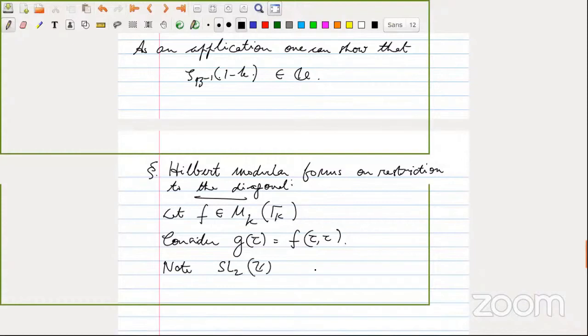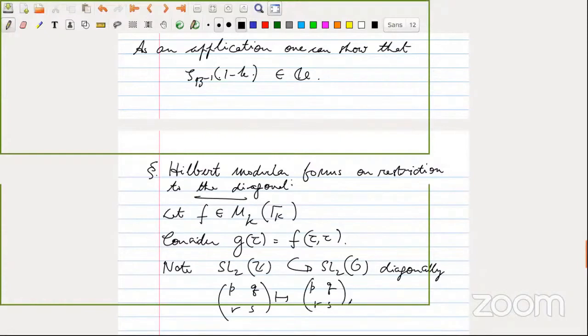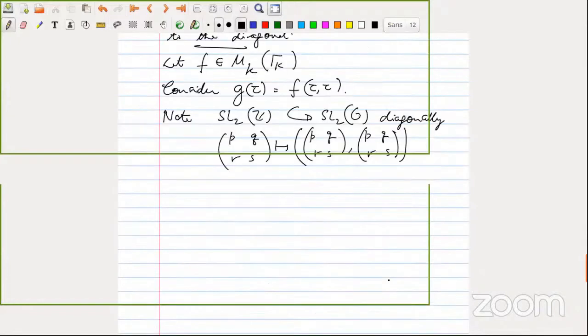SL2(Z) can be embedded inside SL2(O). Okay, this is diagonally. Okay, if I have a matrix here, say (p q; r s), then it is mapped to the same. Okay, (p q; r s), and then again here (p q; r s), like this. Okay, so something like this.